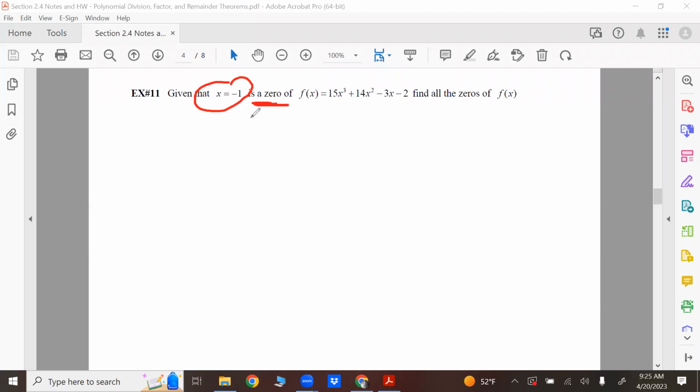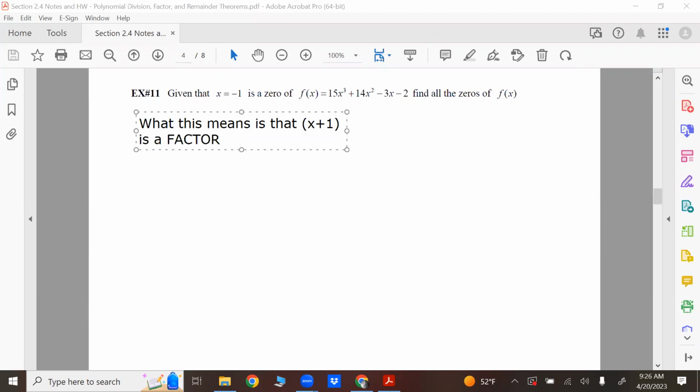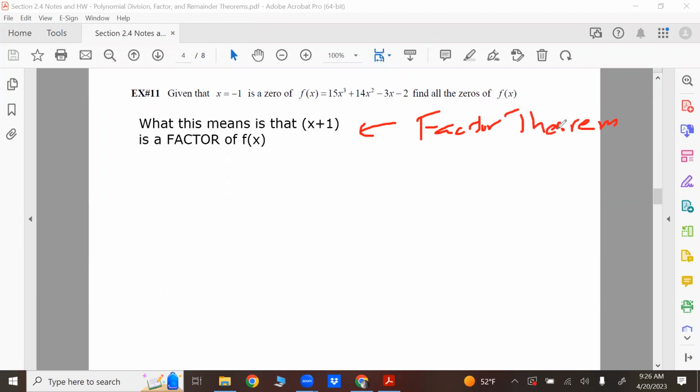So here's what you're going to do. Sorry, let me type that up. That's just stupid. Come on, let's redo this. All right. What this means is that x plus 1 is a factor of f of x. That, ladies and gentlemen, is the factor theorem. That's the factor theorem. So what you're going to do is this.